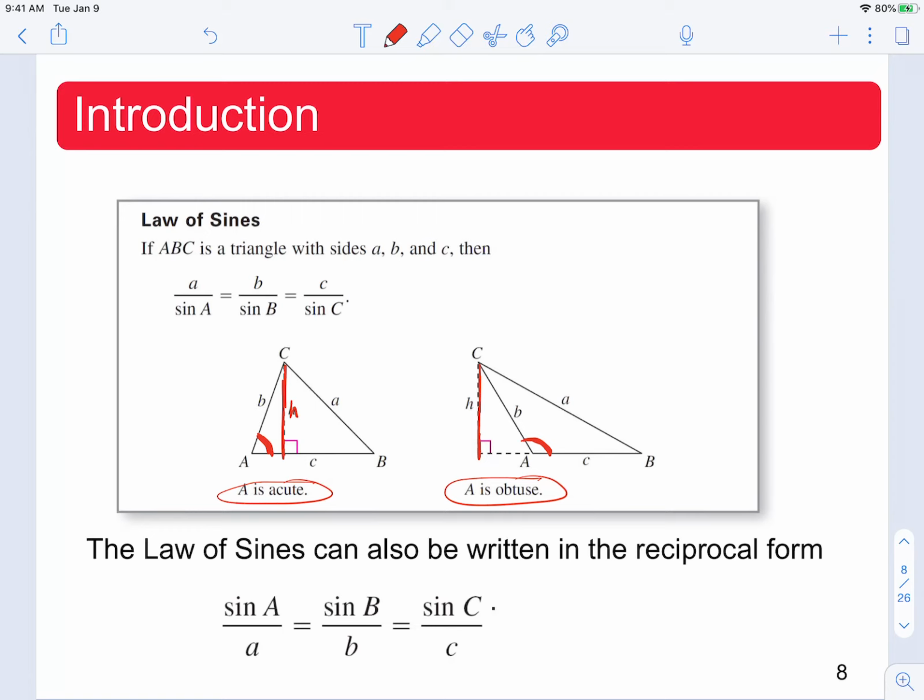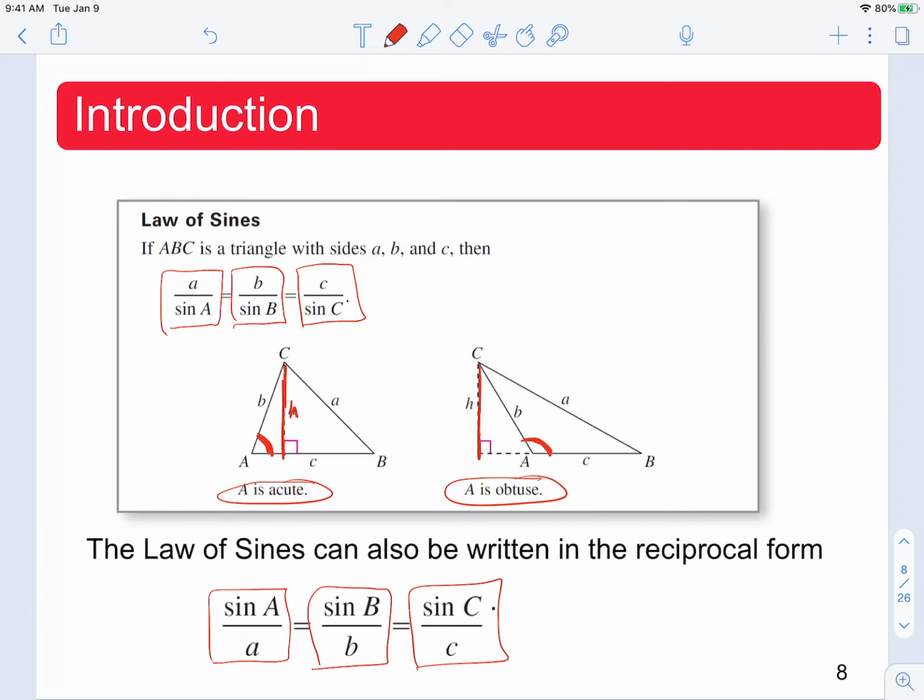Now notice how it's written. I have side A over sine of A equaling side B, the length, over sine B, and then side length C over sine of C. You can also write it in this reciprocal form, where it's the sine over the length. That's okay too. Depending on the problem you're working out, will depend on which one you choose.